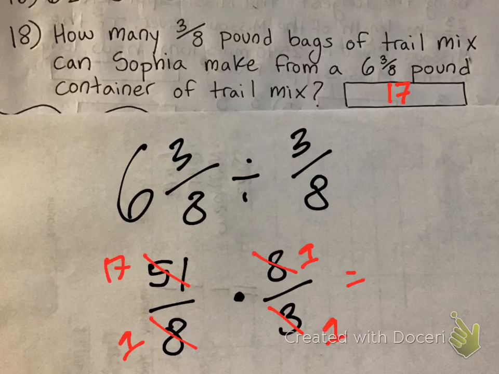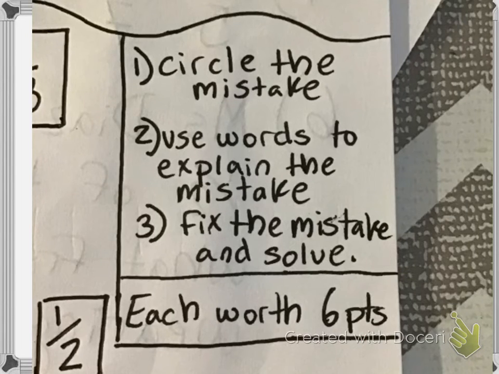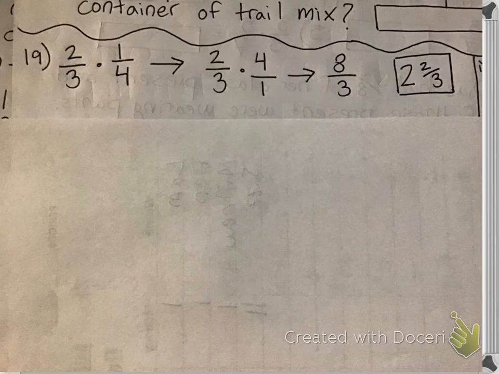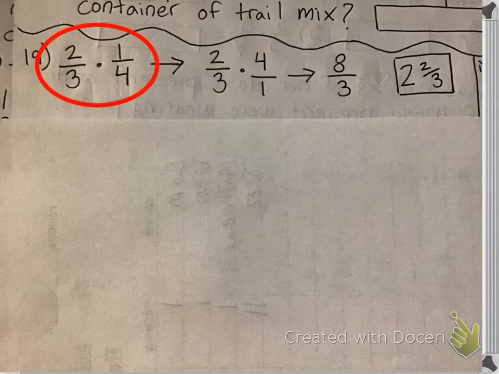That's it. Super easy. What you're going to do is on the test, it said circle the mistake, use words to explain the mistake, and fix the mistake and solve. All I want you to do is fix or just solve the initial problem, okay? So, in this case, the first part is always correct. That's never the mistake. So, I want you to start with that first part and solve. Okay, let's see, Victoria, what do I do?